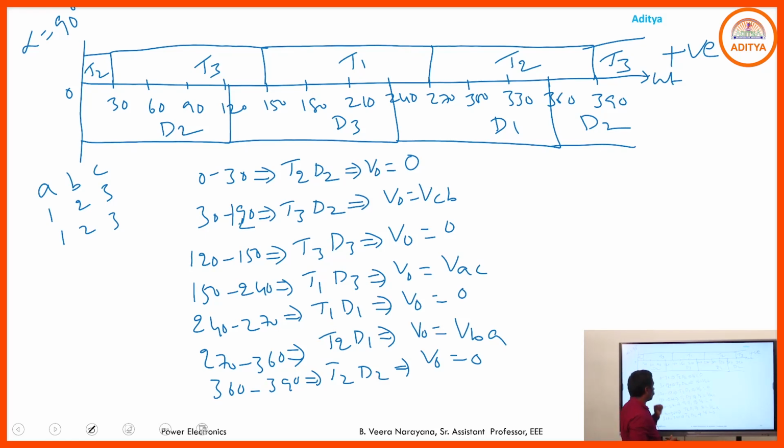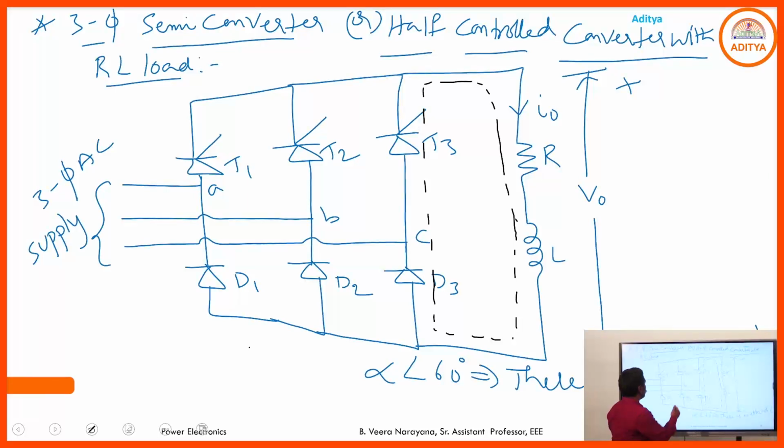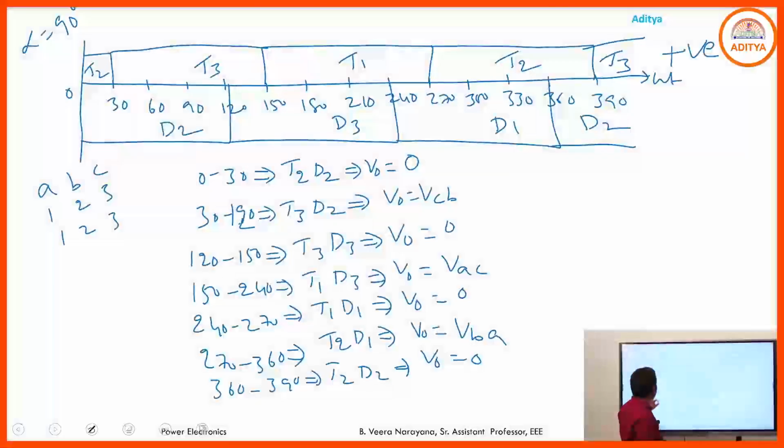T2, D2 come to the on state. T2, D2 lie on the same leg, like here. If these two devices are in the on state, what happens? This simply acts as a short circuit across the load, so the output voltage is 0. So, from 0 to 30, output voltage is 0.